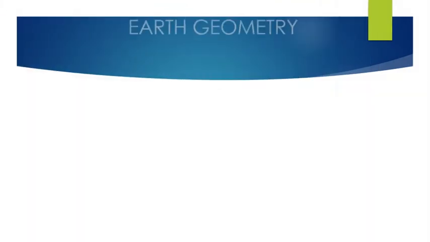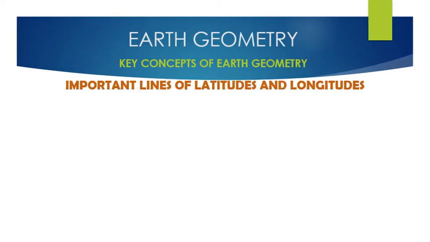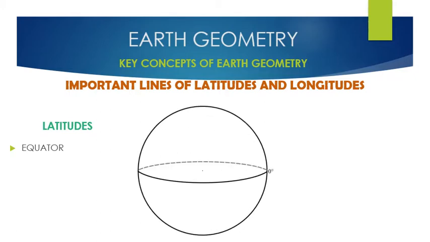Now, let's look at another key concept that's very essential for us to get a basic understanding of earth geometry. These are some important lines of latitude that are found on the earth and some important lines of longitude that are also found on the earth. We're going to start with latitudes just like we did. The first latitude we're going to look at is the equator. So what is the equator?